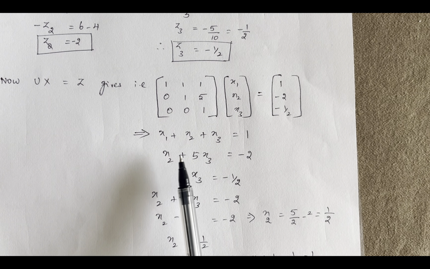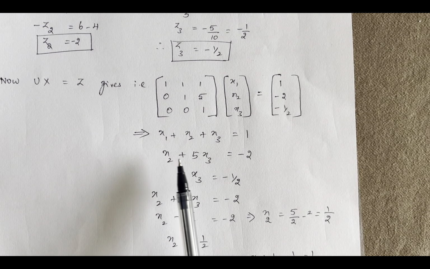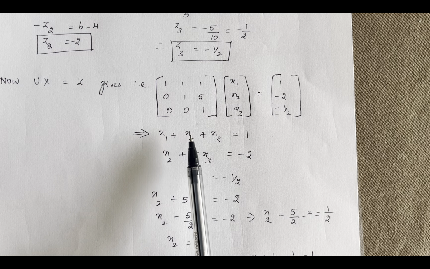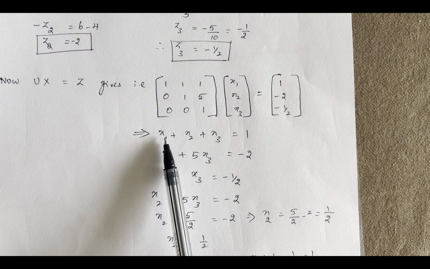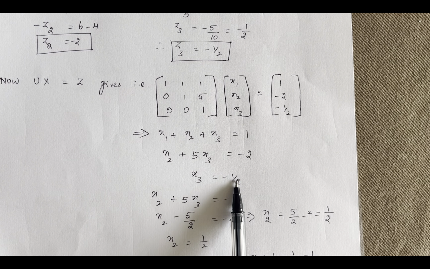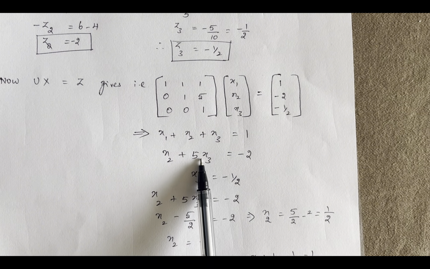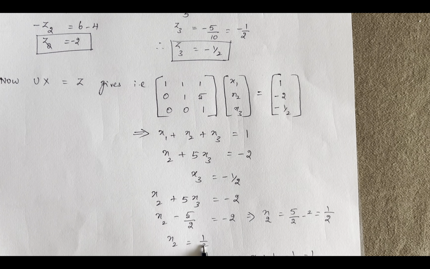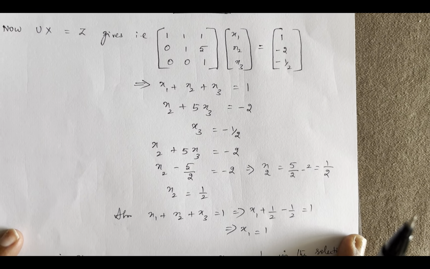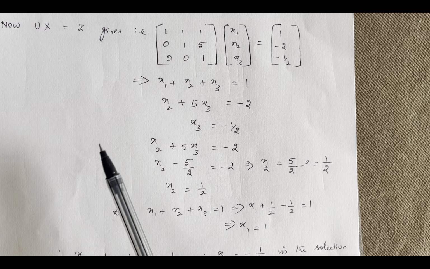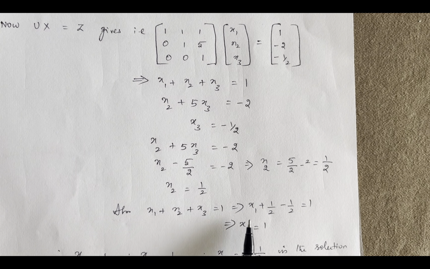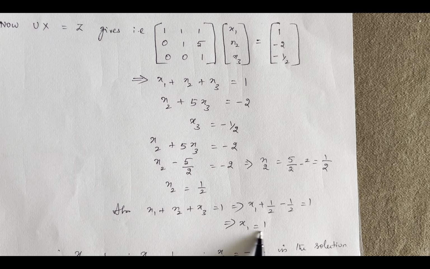So we will get the value of x2. Once we know x2 and x3, we go for the first equation and find the value of x1. Since x3 is minus half, I am substituting in the second equation and arriving at x2 is equal to half. Then with the values of x2 and x3, I am substituting in the first equation and arriving at the value x1 is equal to 1.